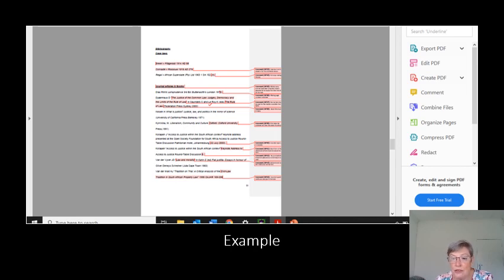And the interesting thing is, when you now turn this Word document into a PDF, it will take your comments into the PDF. You don't have to worry about that.